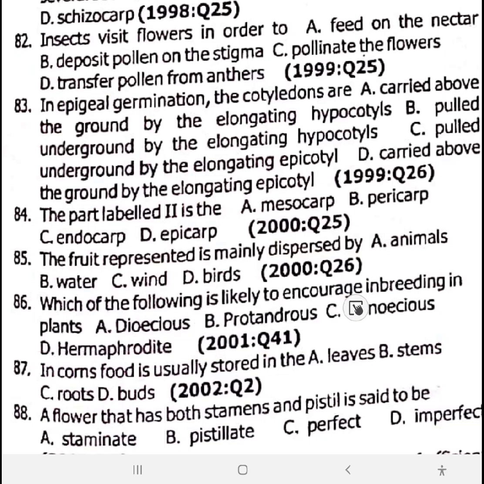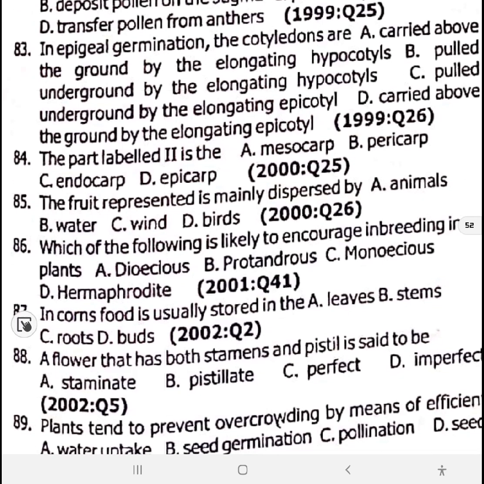86. Which of the following is likely to encourage inbreeding? When the plant is hermaphrodite in nature. Option D. Hermaphrodite in nature. 87. In corms, food is usually stored in the stem. Do not forget, we said food is stored in the stem in corms. Example, cocoyam. 88. A flower that has both stamen and pistil is said to be.